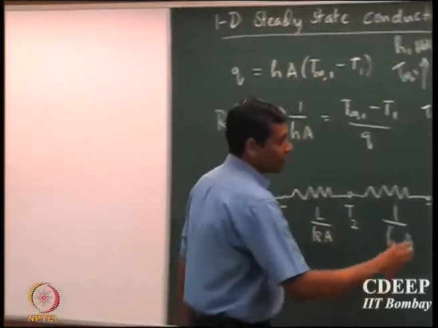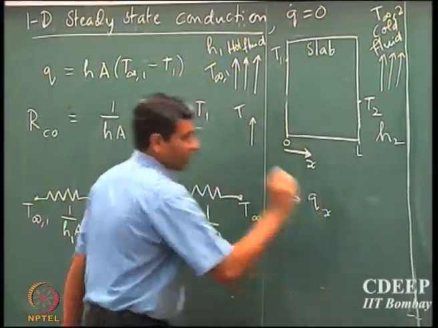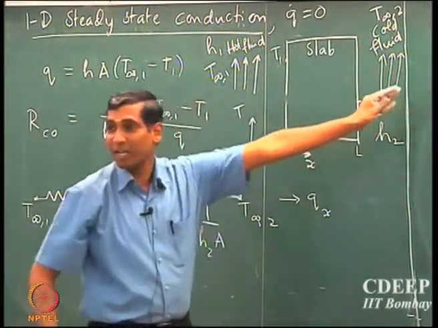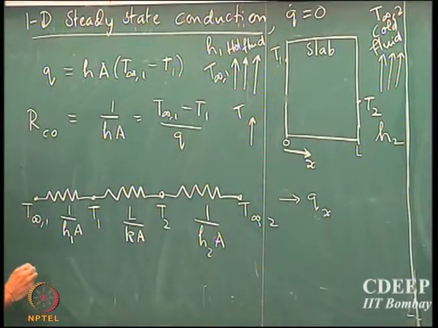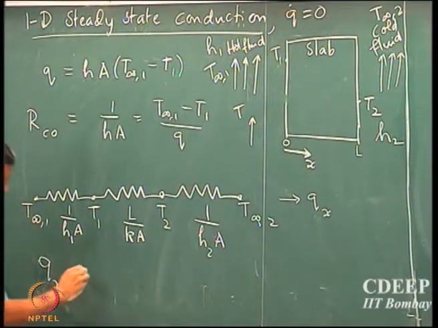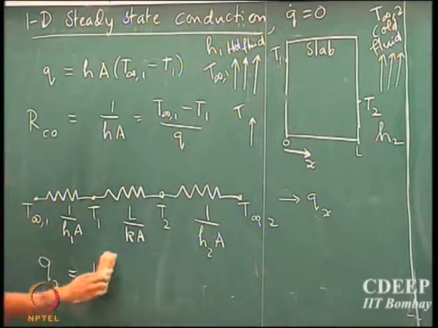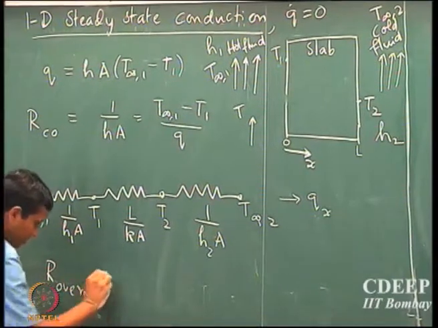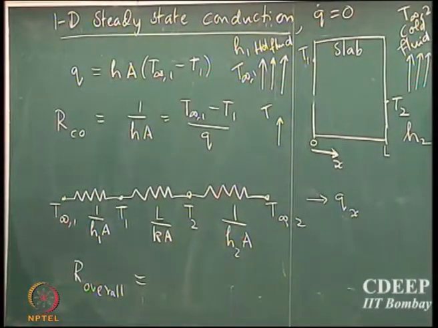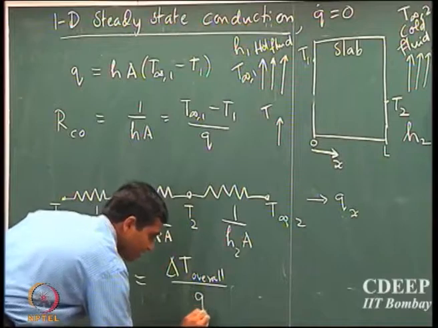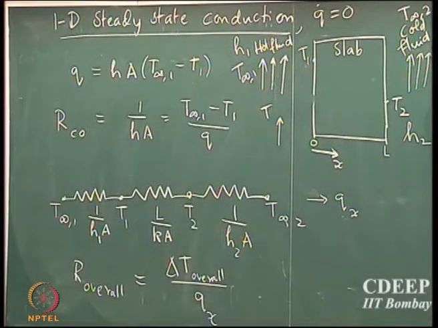And there is something even more cute you can do. If this is the total rate at which the heat is transferred from the hot fluid to the cold fluid, then one could say that the overall resistance is simply given by the overall temperature difference divided by the total amount of heat that is being transferred, right? It's very easy. What is the overall resistance?